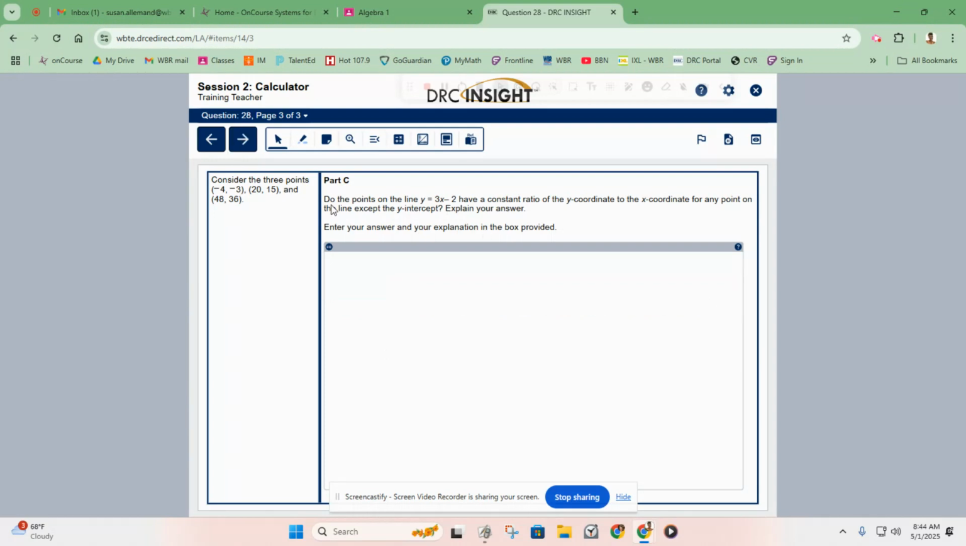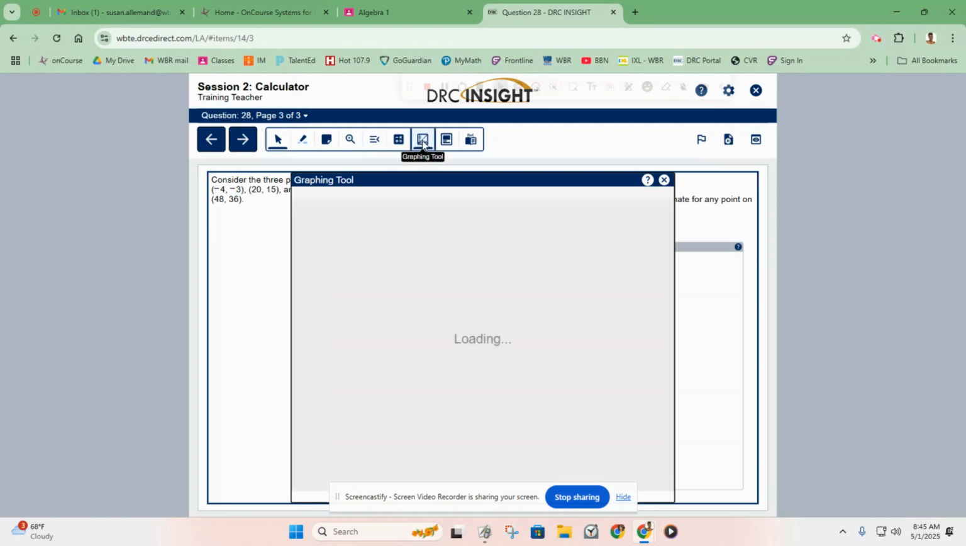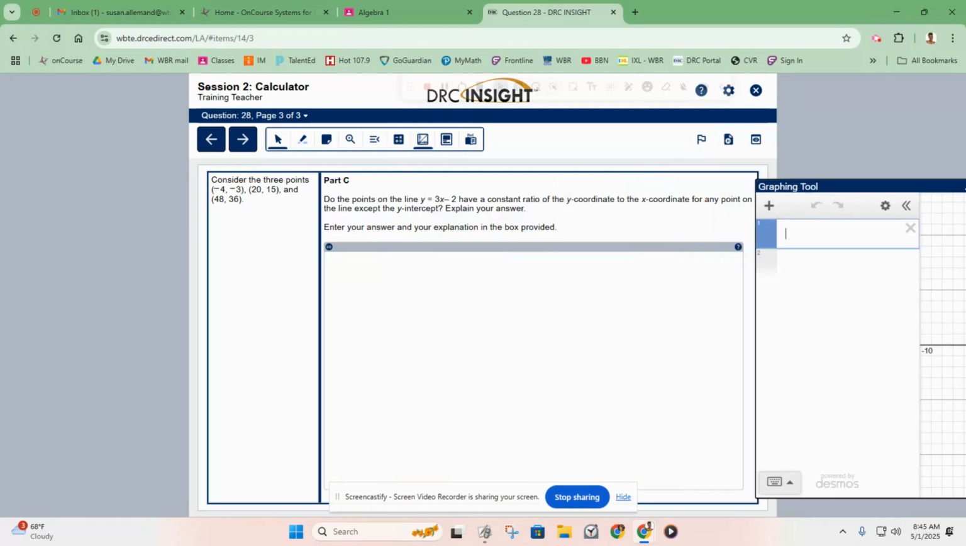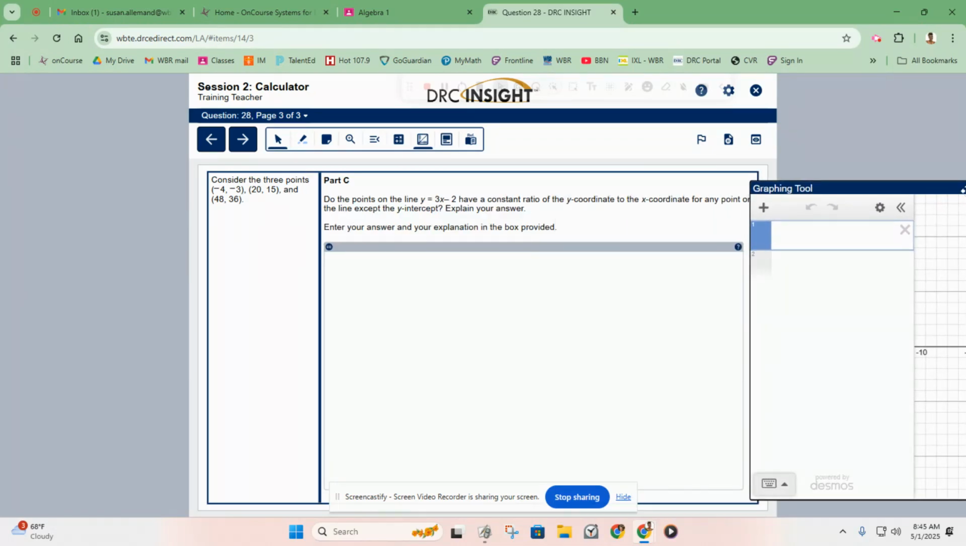Part C, let's move to the next part. Part C says, what about the points that lie on this line? Would that also be undefined at the y-intercept? Let's go ahead and check that one first to see what the y-intercept is. Because if we look at it, the y-intercept before was 0, 0. And since you can't subtract 0 from 0 in the denominator, we want to see what the y-intercept is for this line. So I'm just going to go ahead and graph it. Y equals 3x minus 2.